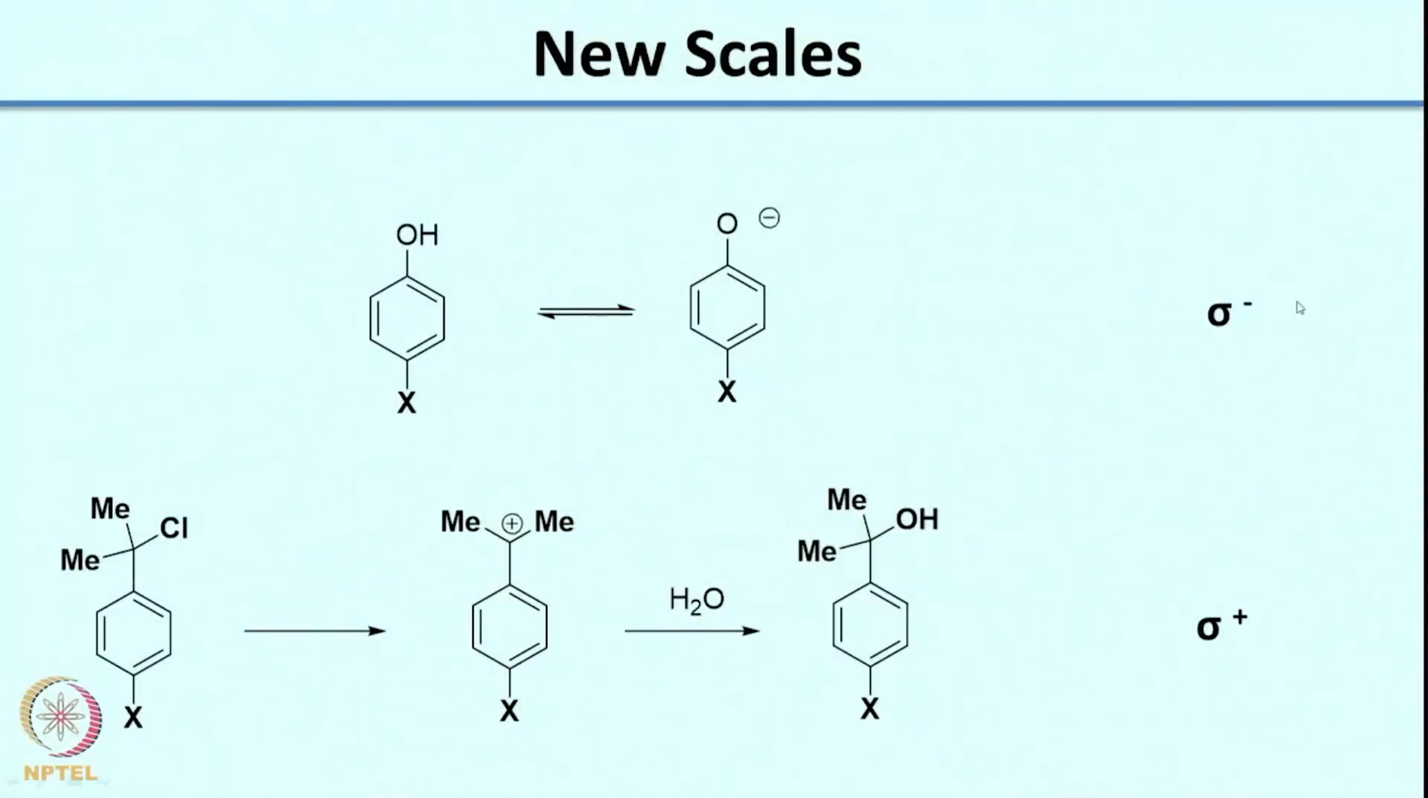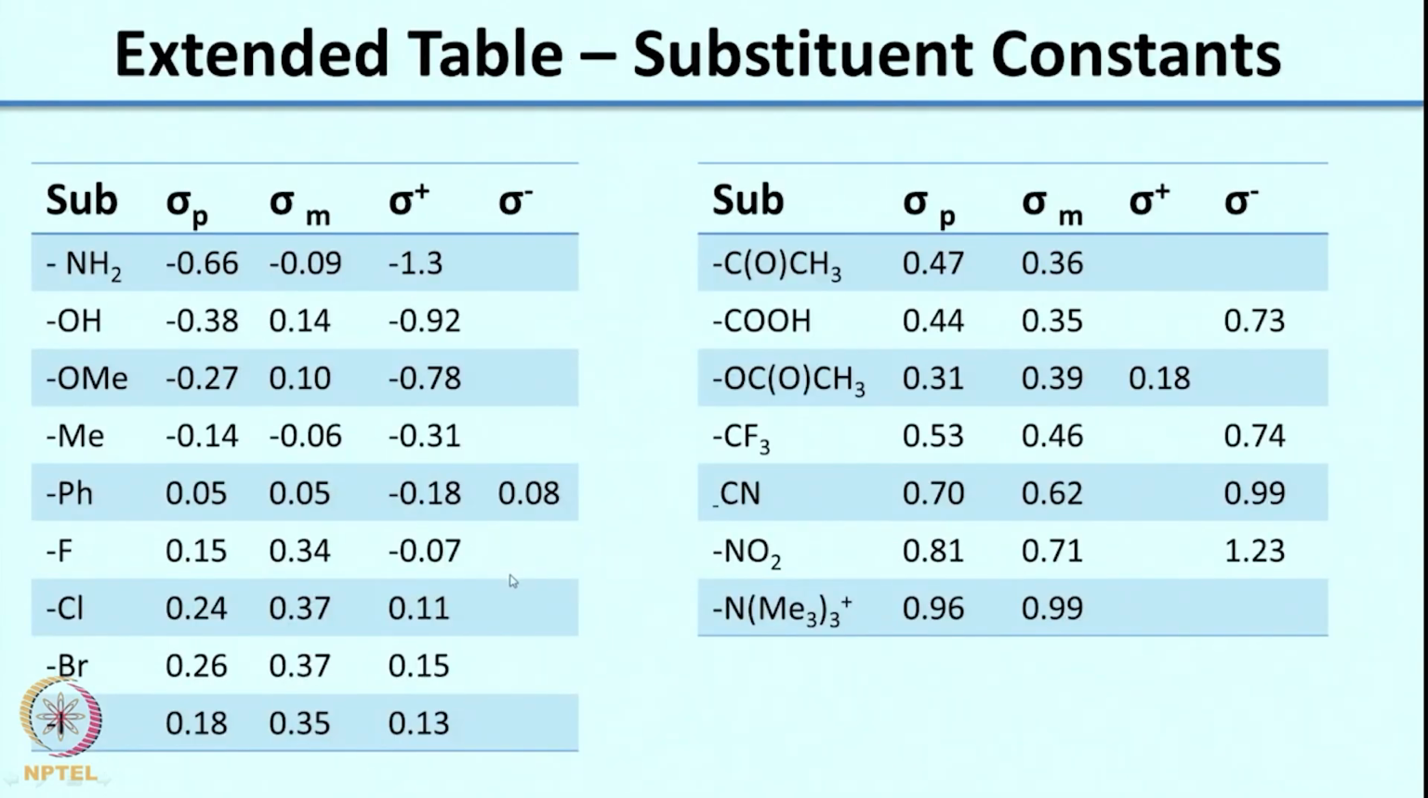So, for a negatively charged intermediate, a new scale which is the sigma minus scale was introduced. In this case, as you can see, the negative charge is in conjugation with the aromatic ring, and for a positively charged intermediate, a new sigma plus scale was introduced, because here this is an SN1 reaction. So, the carbocation that is generated is in conjugation with the aromatic ring. So, with these two new scales, we can again look at the extended table for substituent constants.